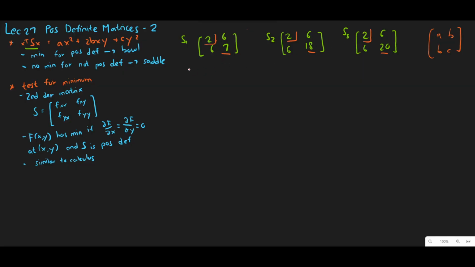But what about the second determinant? In this one, we have 14 minus 36, which is negative. And this one, we have 36 minus 36, which is equal to 0. And in this case, we have 40 minus 36, which is positive. So this matrix here is our positive definite matrix. And this is not positive definite, or the book uses the word indefinite matrix. So I'll just put it there, indefinite.